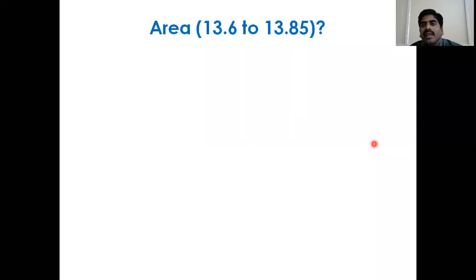We know the three areas: 68%, 95%, and 99%. For example, mean plus or minus 1 SD covers 68%, mean plus or minus 2 SD covers 95%, and mean plus or minus 3 SD covers 99% of observations.